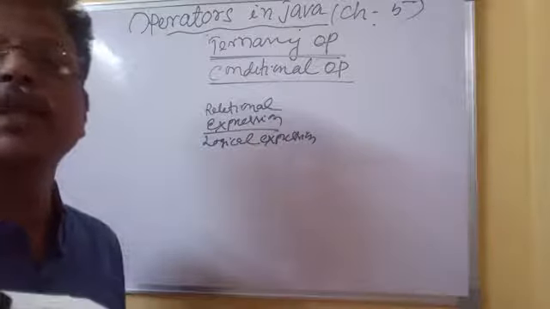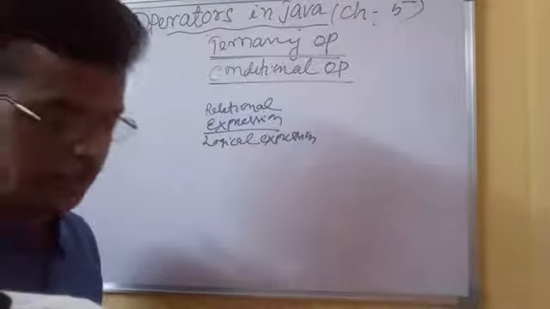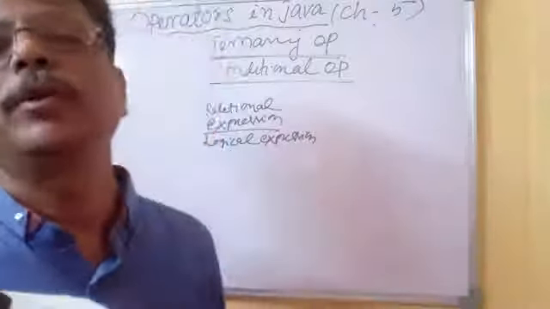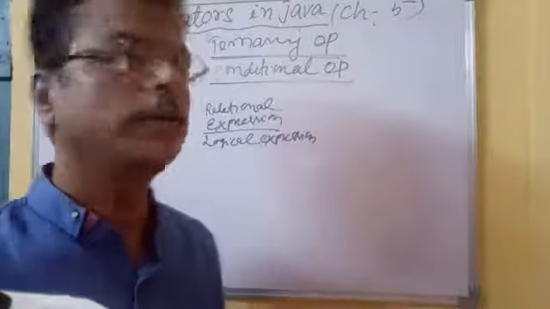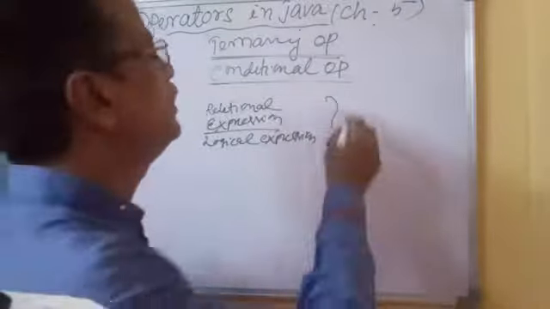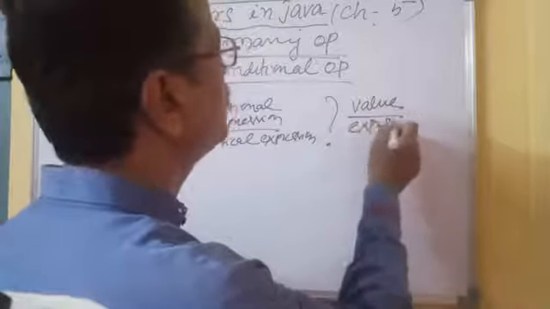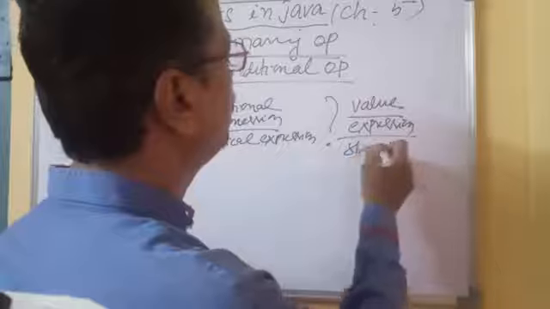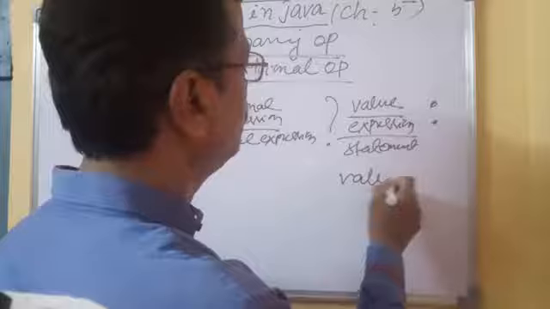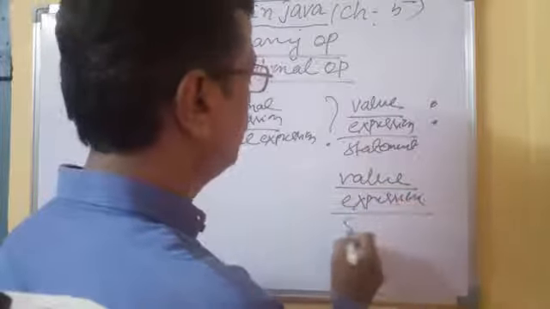You cannot write mathematical expressions here. Only a logical expression or relational expression whose answer can be found by the computer in Boolean, true or false. That type of expression only you can write. Thereafter you have to give the question mark. After the question mark, you can write a value, expression or statement, any statement, and then a colon, and thereafter a value, expression or statement, any one.